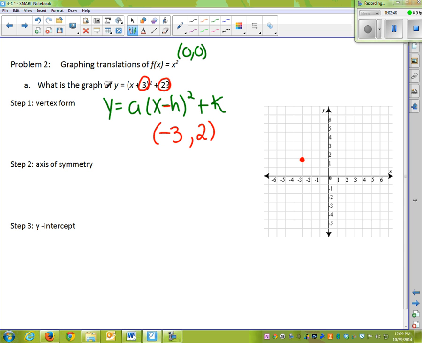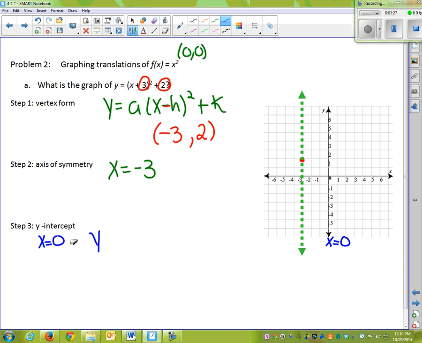Axis of symmetry is the line that I can draw through the vertex, and I know that whatever point I put on the left side, I can mirror the same point on the right. So my axis of symmetry goes through x equals -3. I need one more point in order to plot the parabola. I'm going to select it at the y-intercept. The y-intercept is this line everywhere that x is equal to 0.